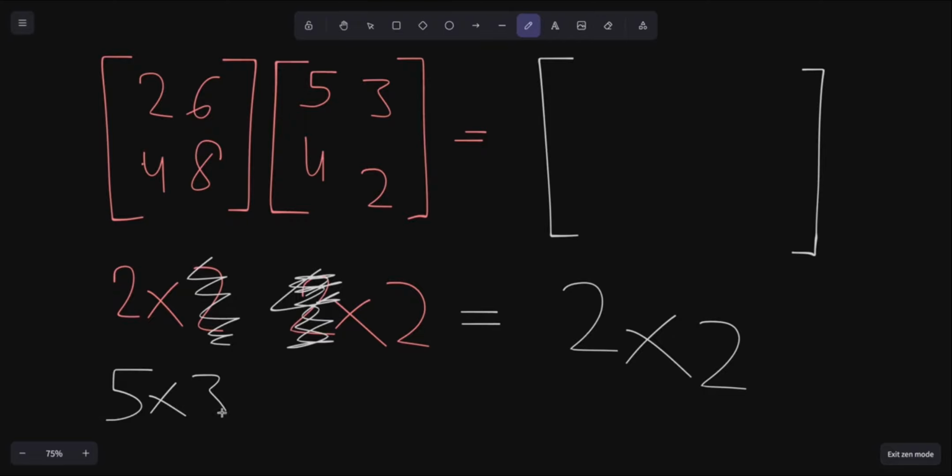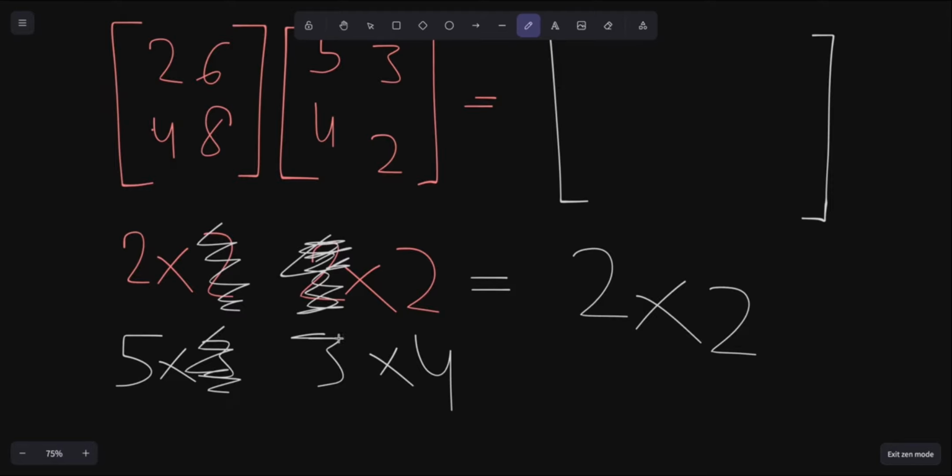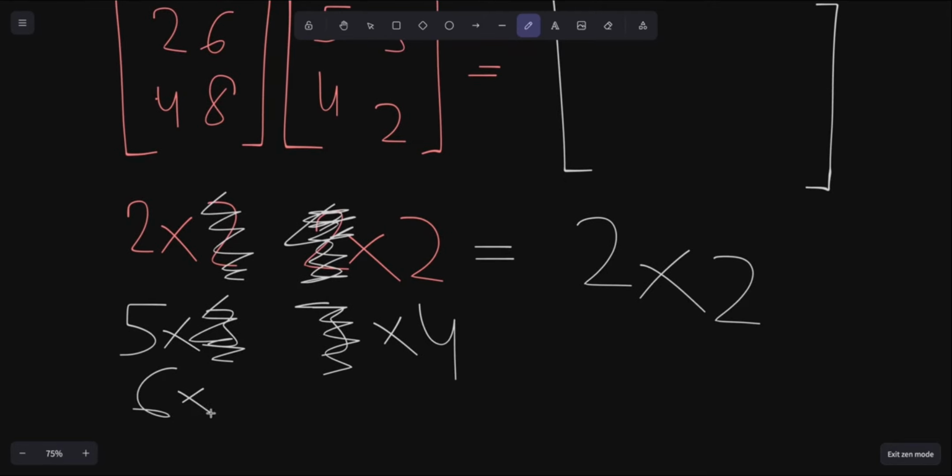If I have a 5 by 3 multiplied by a 5 by 4, well, then the resulting matrix shape would just be 5 by 4. Okay? If I have a 6 by 8 and an 8 by 2, the resulting shape is just going to be 6 by 2. Okay?